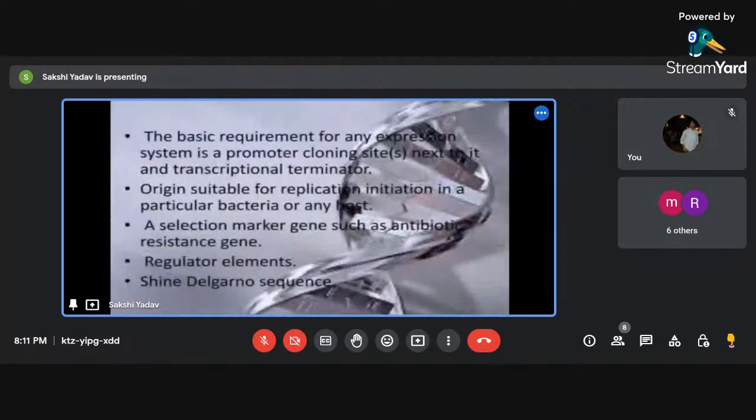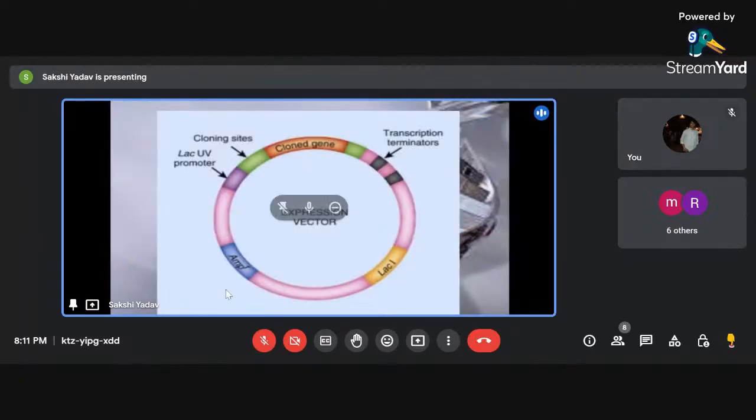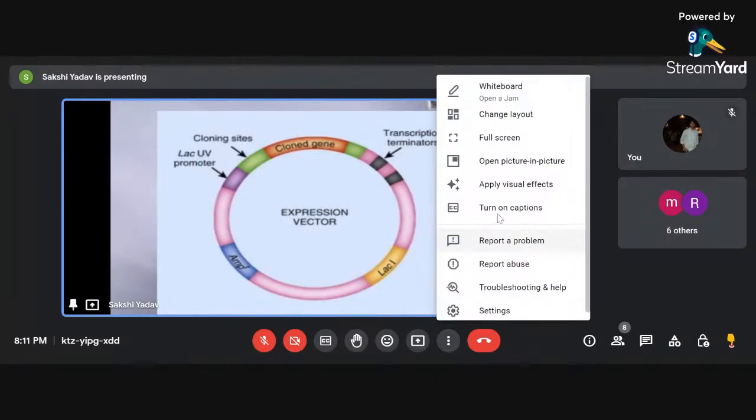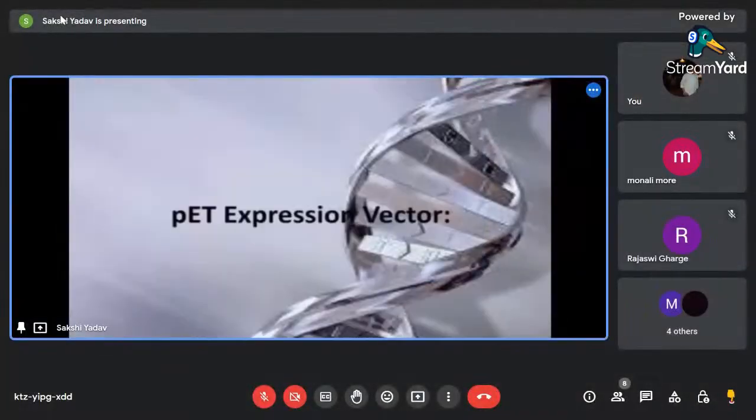The basic requirement of any expression vector system is a promoter and a cloning site. Next to it is a transcriptional terminator, an origin suitable for replication initiation in a particular bacteria or any host, a selection marker gene such as an antibiotic resistance gene, and regulatory elements such as the Shine-Dalgarno sequence. These are basically the parts or components of expression vectors.